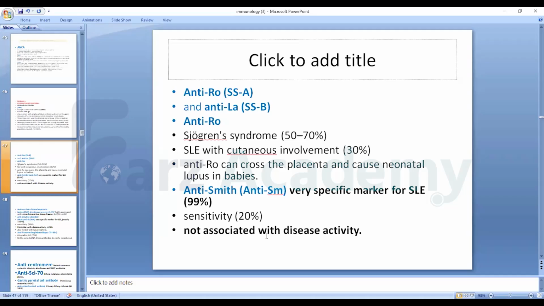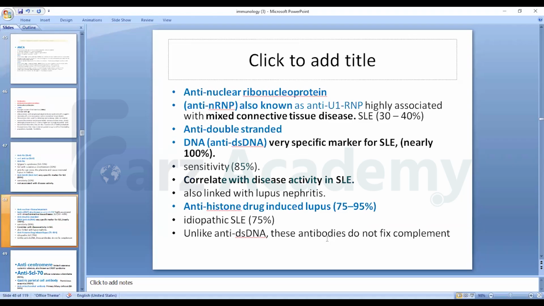Anti-Smith antibody is a very specific marker for SLE. Anti-Smith is 99% specific. So if a question comes asking which is the most specific antibody for SLE, it is anti-Smith. But the sensitivity is 20% and it is not associated with disease activity. Anti-nuclear ribonucleoprotein antibody, anti-nRNP, also known as anti-U1-RNP, is highly associated with mixed connective tissue disease. It is seen in SLE in 30 to 40% of the patients.